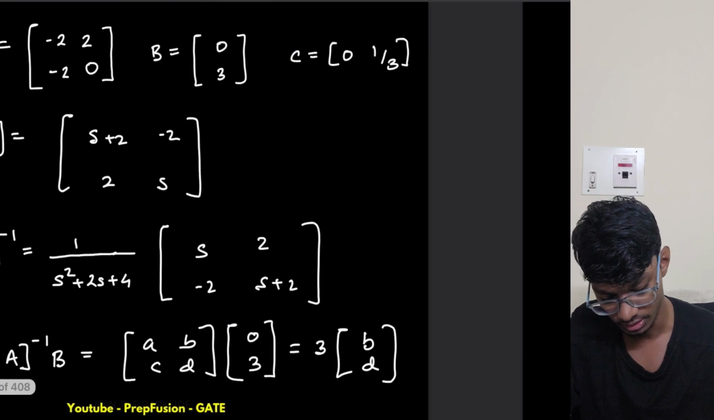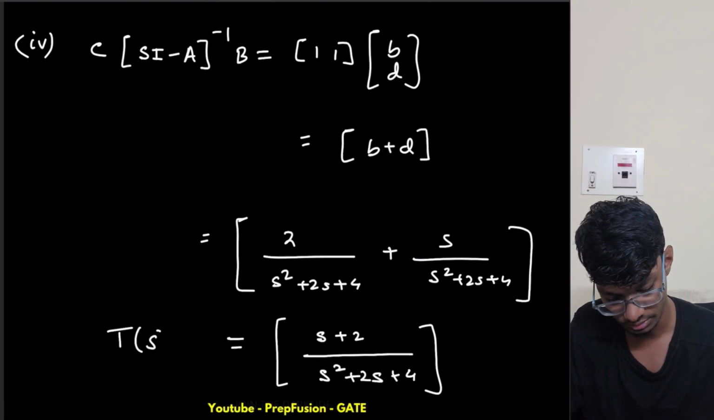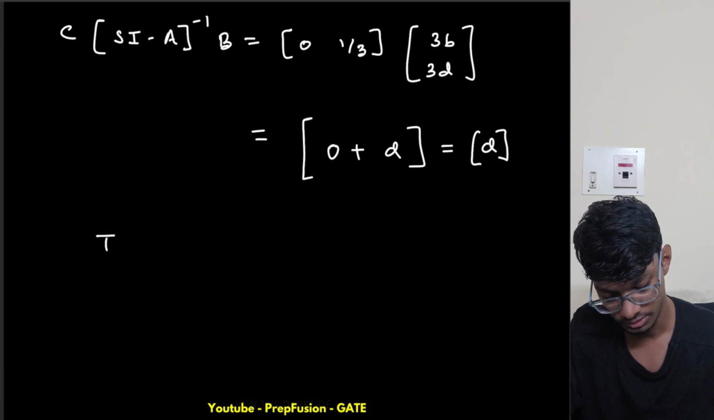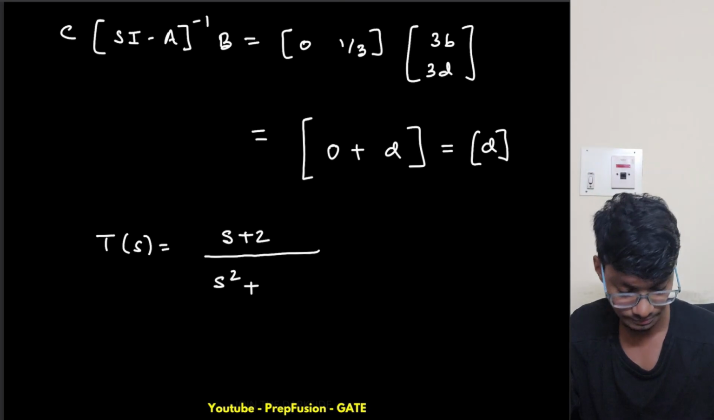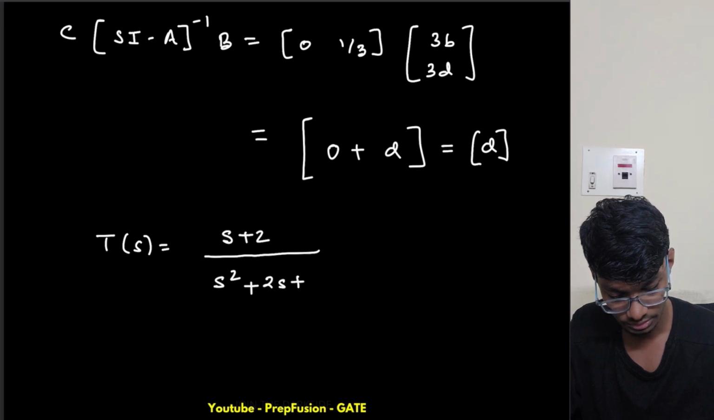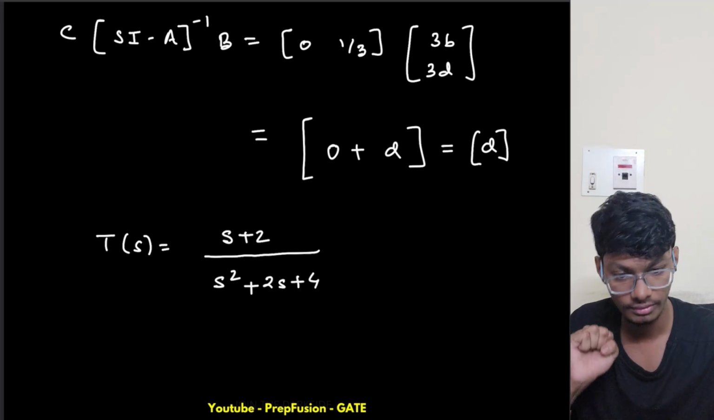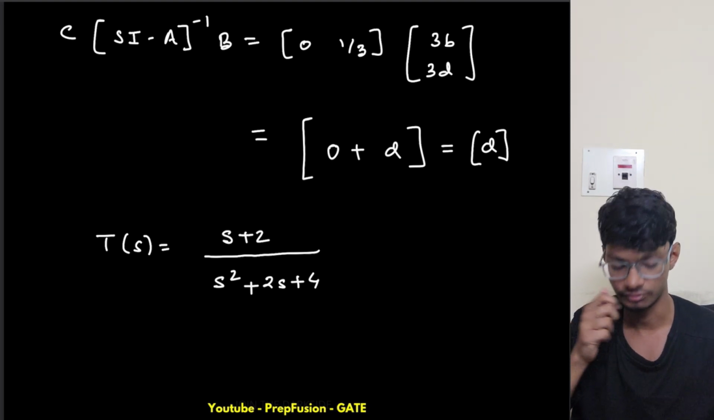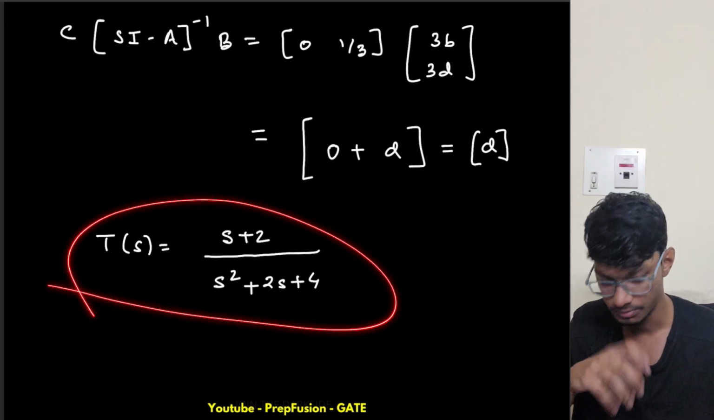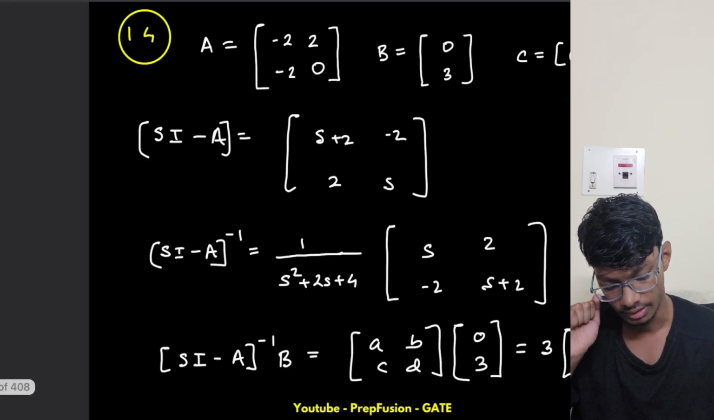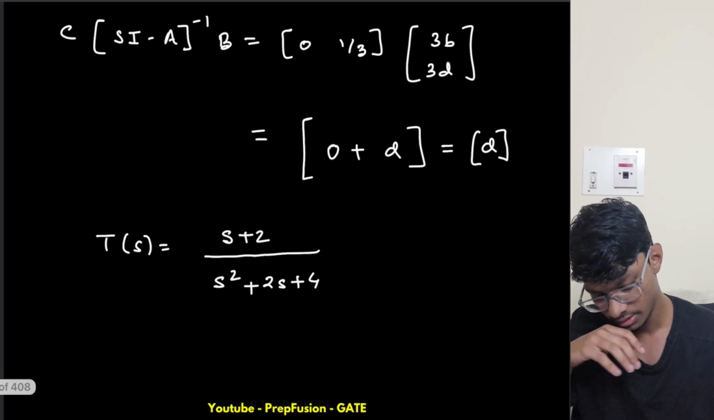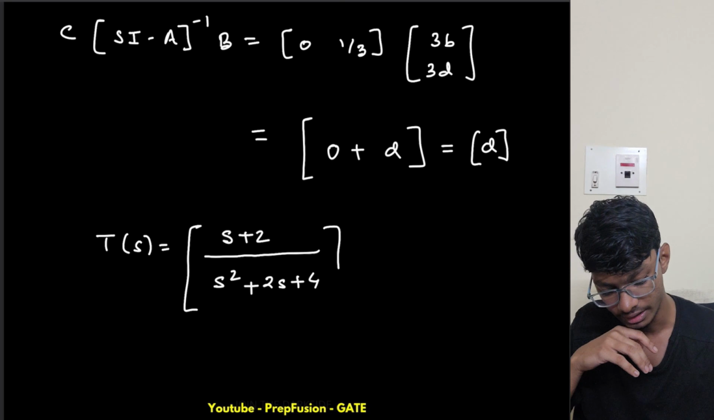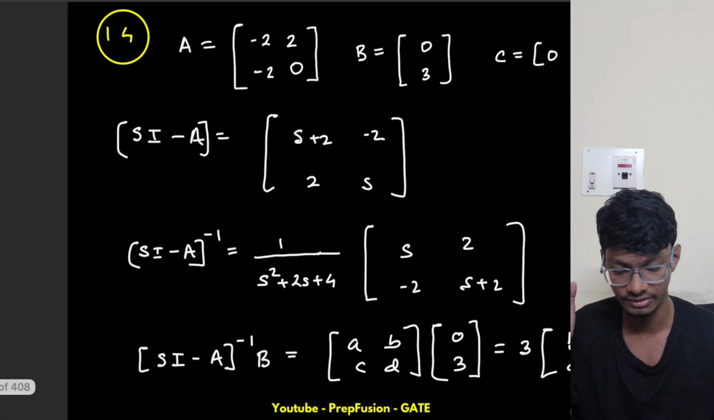So okay, let me write this here also, transfer function, right? Transfer function. So my transfer function will be s plus 2 by s square plus 2s plus 4, right? Is there anything that I observe? I get the transfer function here, s plus 2 by s square plus 2s plus 4. Now here also the transfer function that I get is s plus 2 by s square plus 2s plus 4.